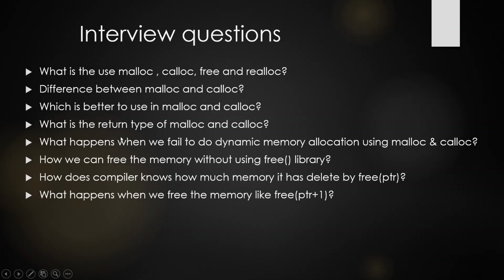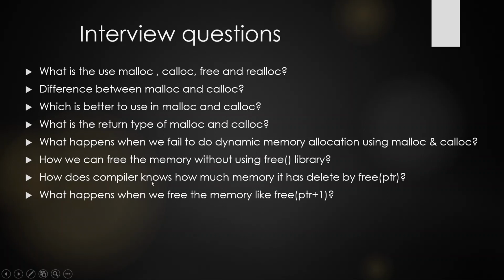What happens when we fail to do a dynamic memory allocation using malloc and calloc? It will return a null value. While doing a dynamic memory allocation using malloc and calloc, if the dynamic memory allocation failed, then it will return a null value. How can we free the memory without using the free library function? This I will be discussing in the next slide. These 3 points I will be discussing in the next slide.